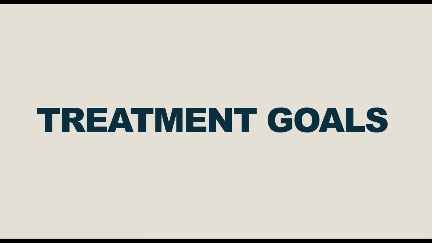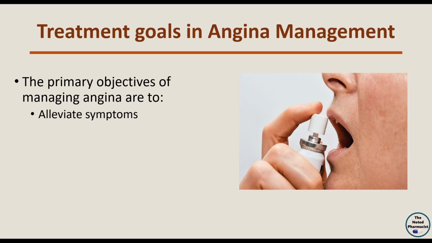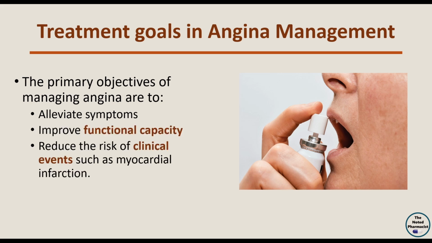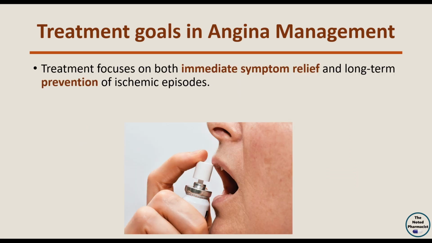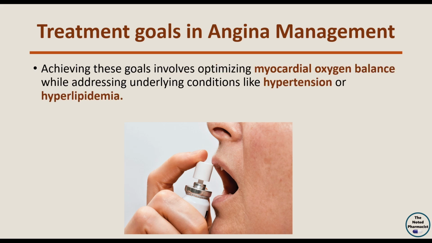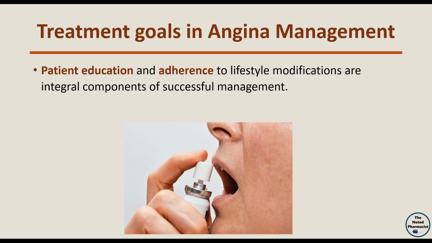Treatment goals for angina. The primary objectives of managing angina are to alleviate symptoms, improve functional capacity, and reduce the risk of clinical events such as myocardial infarction. Treatment focuses on both immediate symptom relief and long-term prevention of ischemic episodes. Achieving these goals involves optimizing myocardial oxygen balance while addressing underlying conditions like hypertension or hyperlipidemia. Patient education and adherence to lifestyle modifications are integral components of successful management.